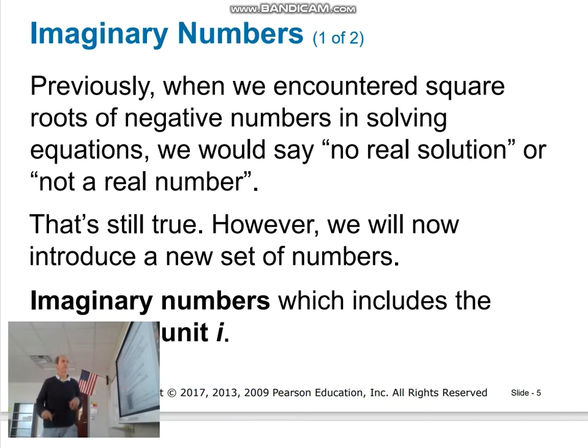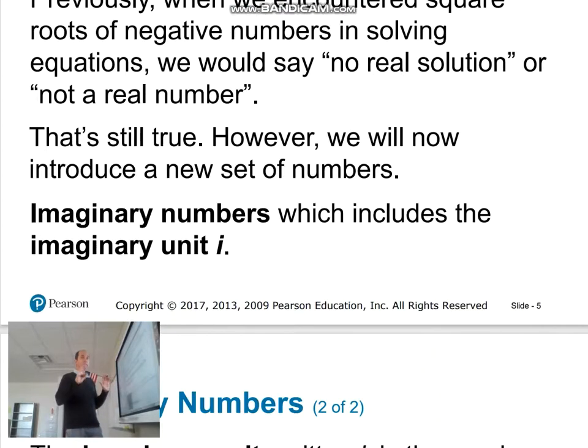Previously, when we found the square roots of negative numbers in solving equations, we would say no real solution. That's not a real number. Remember this? That's still true. That's correct. But today we will introduce a new set of numbers. It's called imaginary numbers. They are not real numbers.